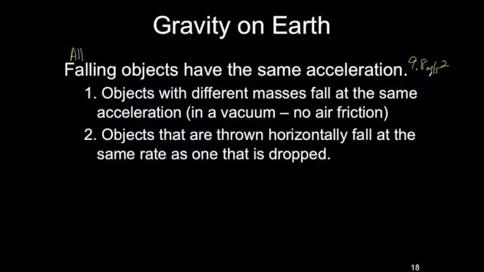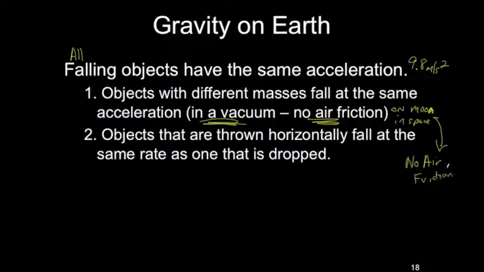In theory, gravity on Earth without air friction, so in a vacuum. Whenever you see that on a test, it says in a vacuum, or on the moon, or in space, they're trying to tell you that there's no atmosphere, which means no air friction to slow the acceleration. So objects with different masses on Earth fall at the same acceleration.